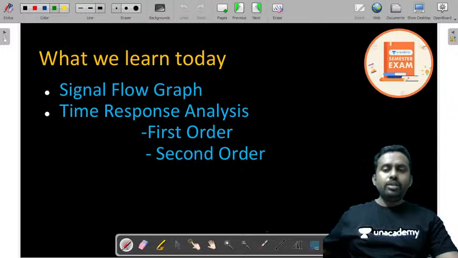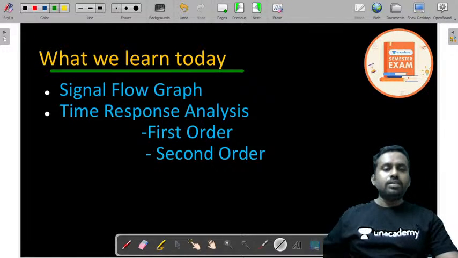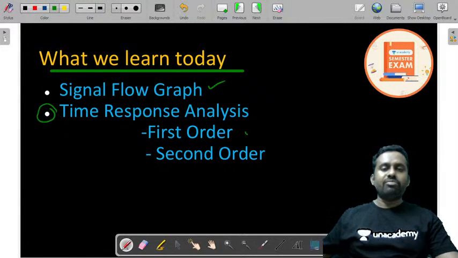Let me tell you what we are learning today. Today, I'll be discussing the signal flow graph as well as the time response analysis of first and second order systems, in brief, being a crash course.